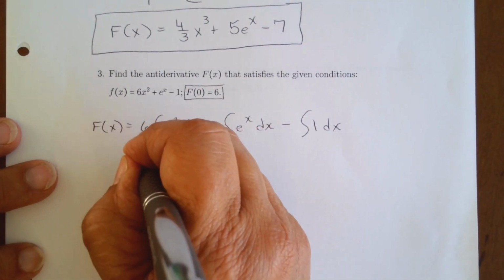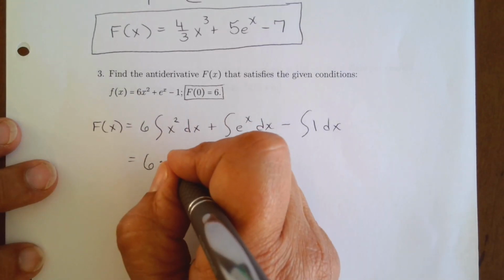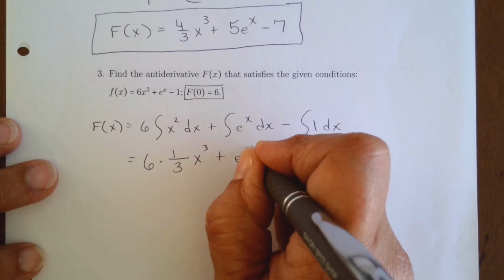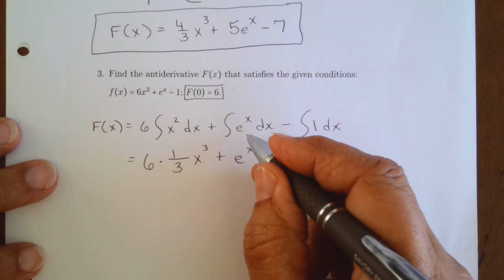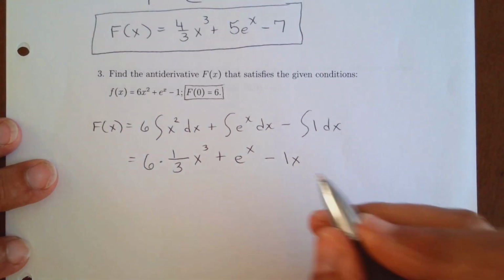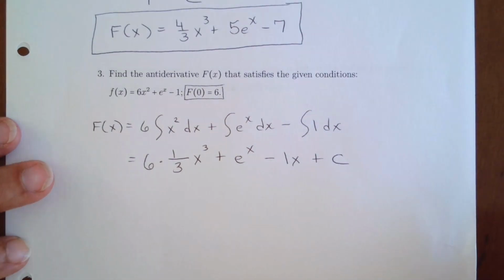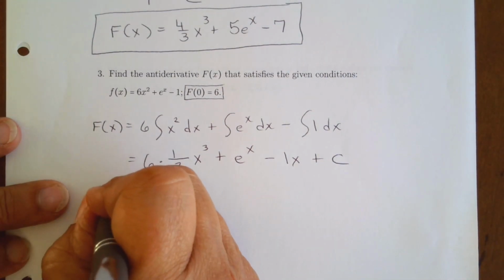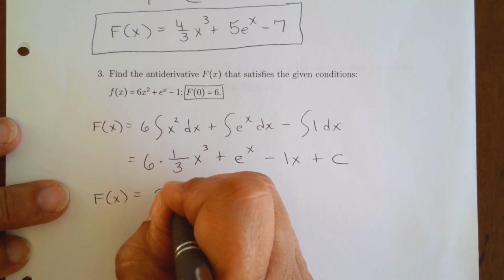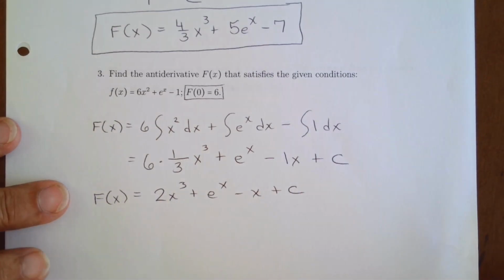6, 1 over, add 1, so that would be 3x cubed. Antiderivative of e to the x is e to the x. Antiderivative of the constant term, you just tack on x to it, so you could write that as minus x, that's fine. And then plus c. All right, so what do we have? Let's simplify that. So 6 times 1/3 is 2x cubed plus e to the x minus x plus c.